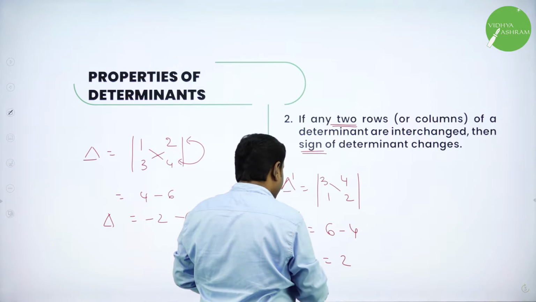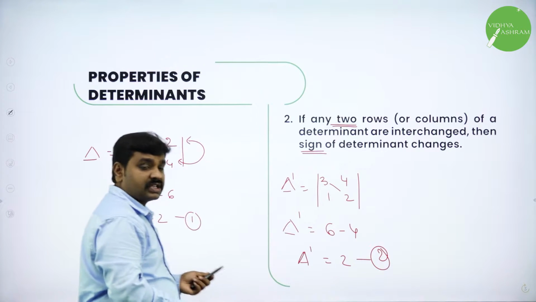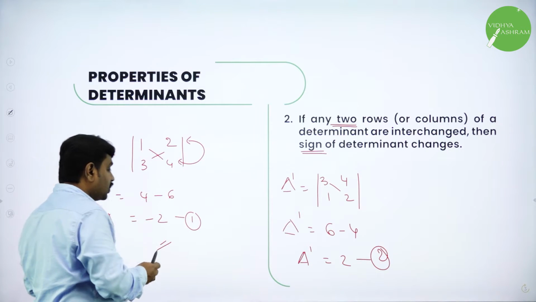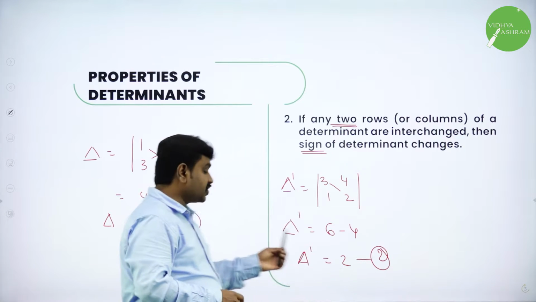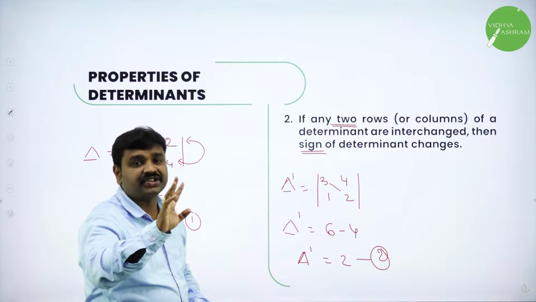6 minus 4 is what? 2. Please understand, the sign of the determinant changes. What changes? Sign. Earlier you got -2, but now you are getting +2. So +2 and -2, the difference is only sign. Sign of the determinant interchanges.